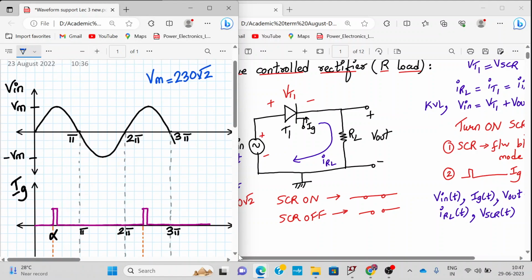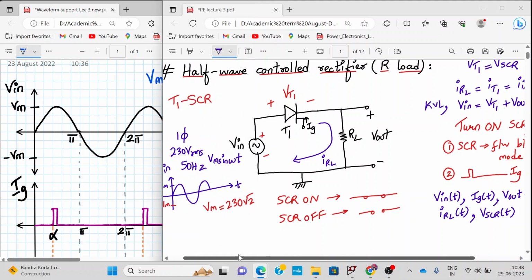So we have applied the gate trigger pulse. In case of a normal power diode, we don't have this control feature. Basically, the power diode turns on whenever we apply a positive half cycle of the input. The input is positive in the positive half cycle. So in that case, the diode remains on during the entire positive half cycle of the input. But in this case, we control when we start turning on the SCR.